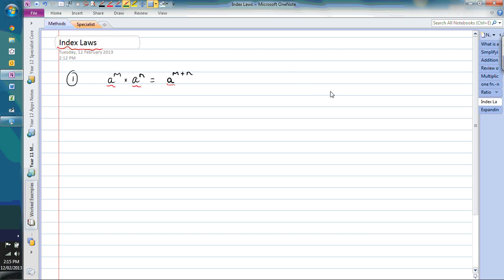So an example of where this would be happening, if I had x to the power of 3 times x to the power of 4, I could add those two powers and I'd end up with x to the power of 7. If I had t to the power of 8 times t, this is the same rule. Even though I haven't got a power written here, it's understood that it's t to the power of 1. So the result here would be t to the power of 8 plus 1, which is 9.